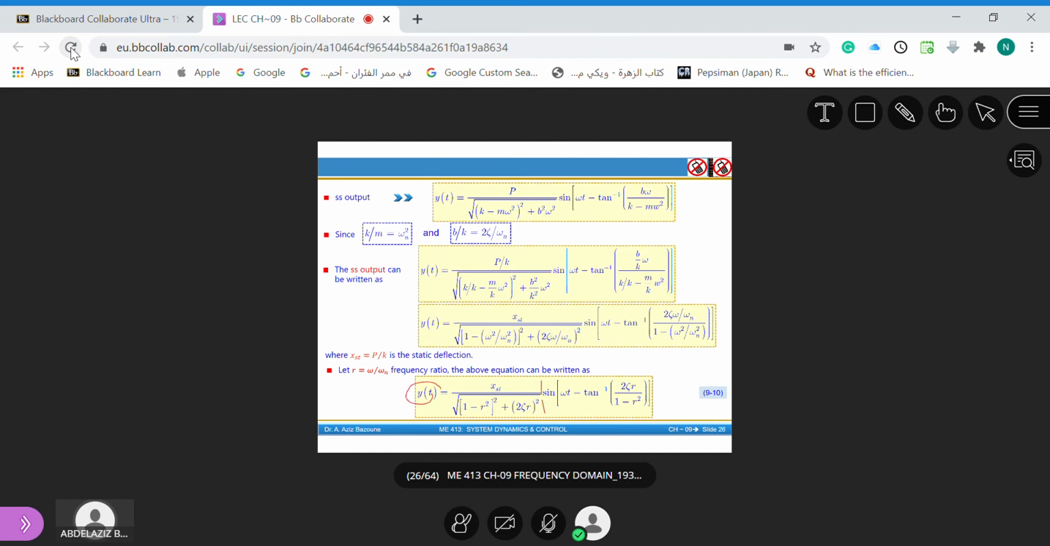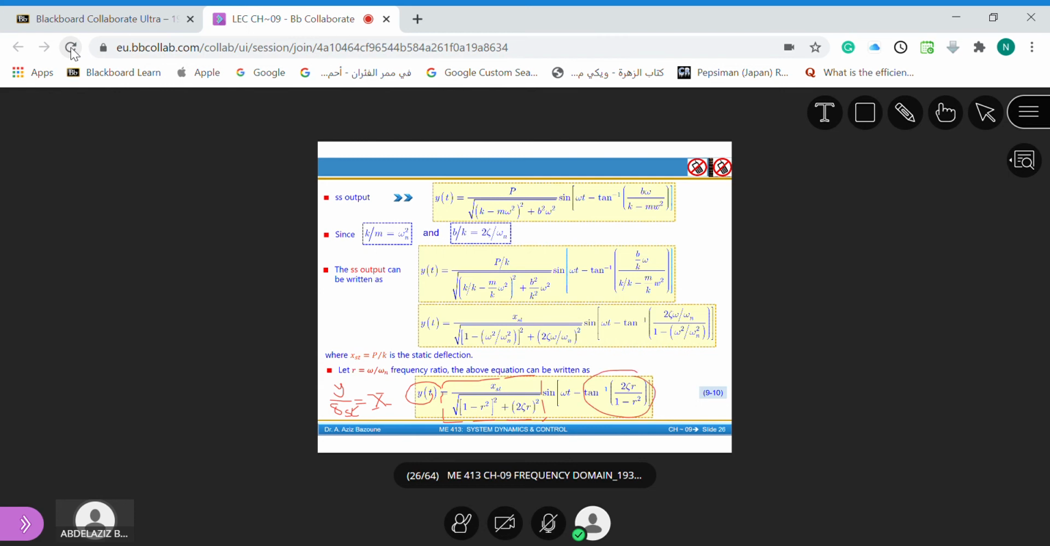So the amplitude ratio will be 1 over 1 minus R squared plus twice zeta R squared. This will be the amplitude ratio, Y over delta static, which we can call capital X, or the amplitude ratio. And this one will be the phase ratio.